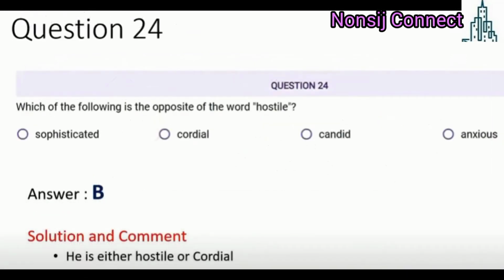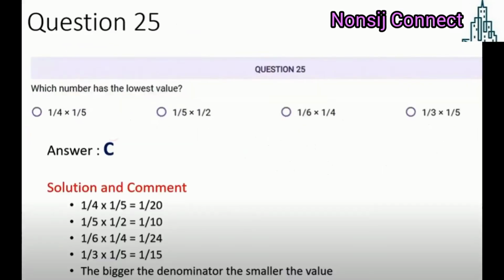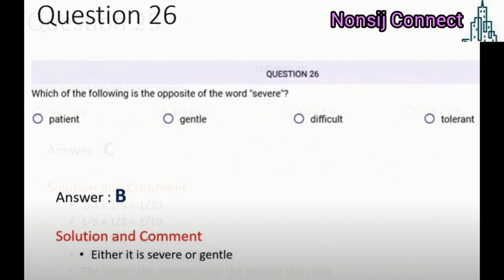Which of the following is the opposite of the word hostile? Hostile is cordial. Okay, if you are hostile, then the opposite should be cordial. Which number has the lowest value? From here, when you use a calculator, you see that C is the answer. Which of the following is the opposite of the word severe? Gentle.